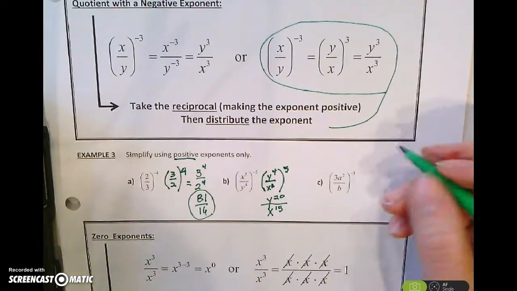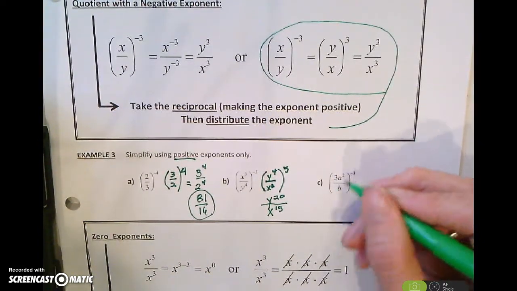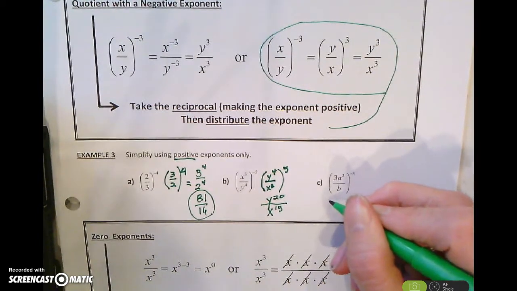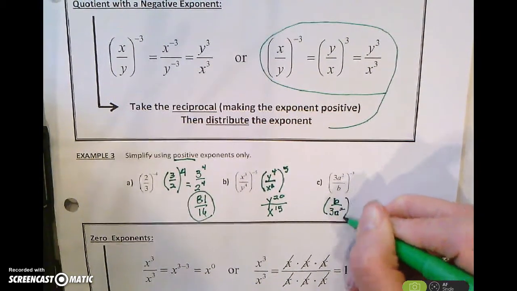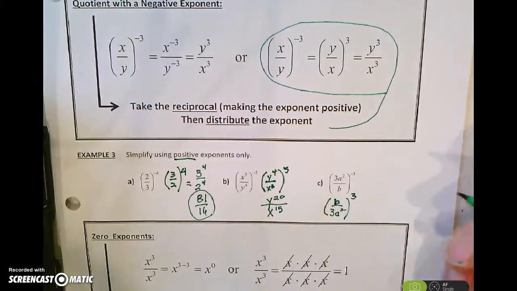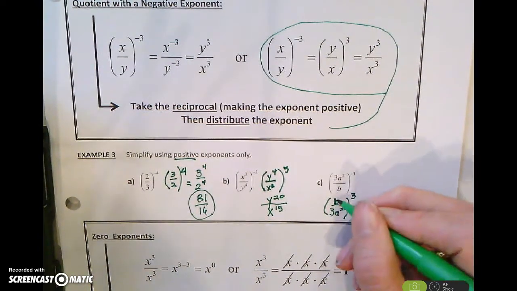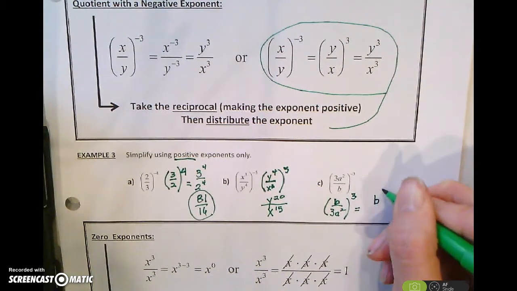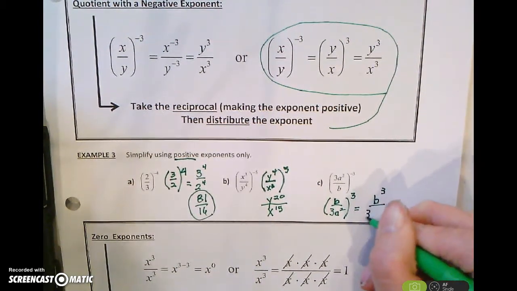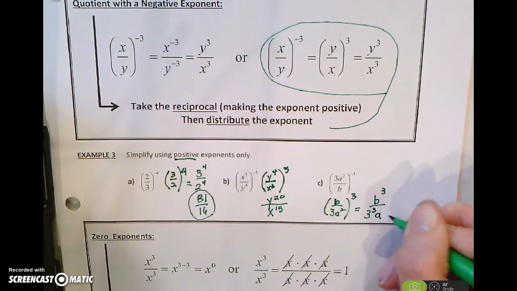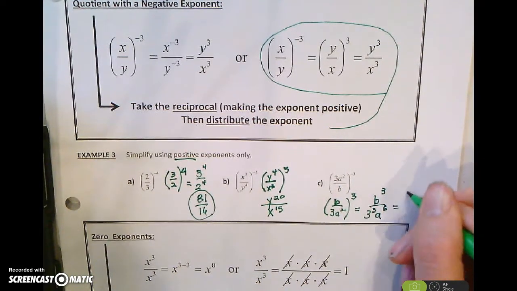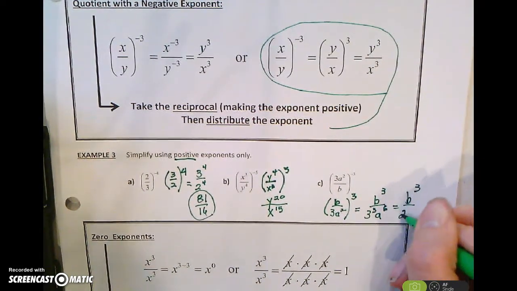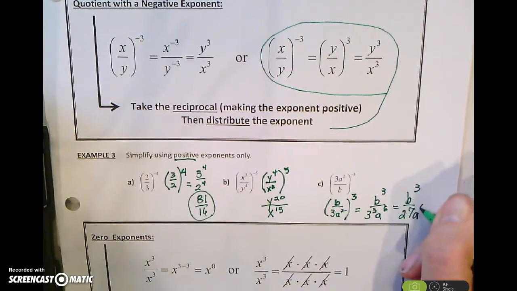Then example C, we have the negative exponent outside of our quotient. So to solve it, we will find the reciprocal, b over 3a squared, and we will now raise it to the positive 3 power. Then we will raise each of our products and quotients to the 3rd power, and we'll get b to the 3rd, 3 to the 3rd, and a squared to the 3rd, which is a to the 6th. Power to power will multiply. So that becomes b to the 3rd over 27a to the 6th.